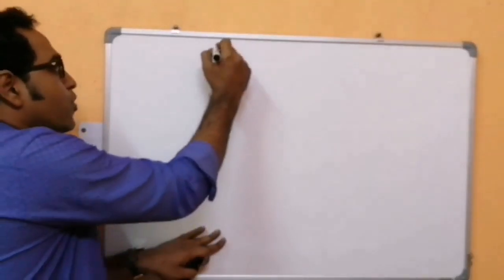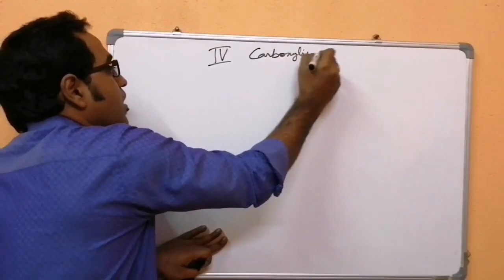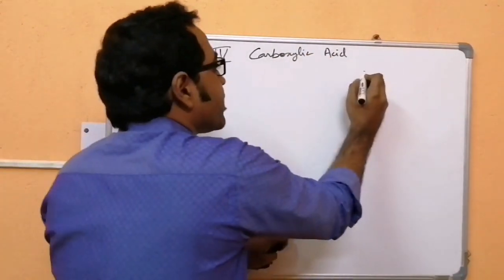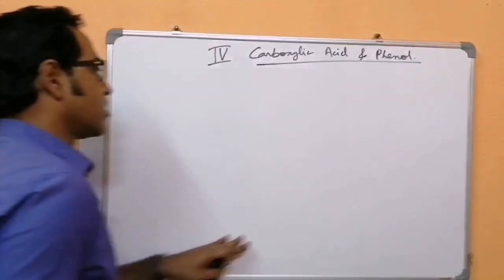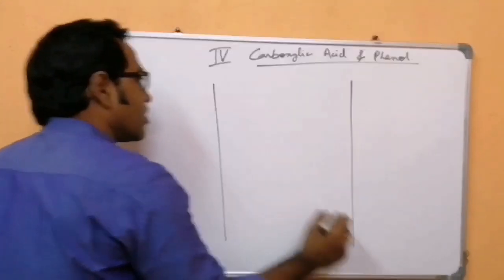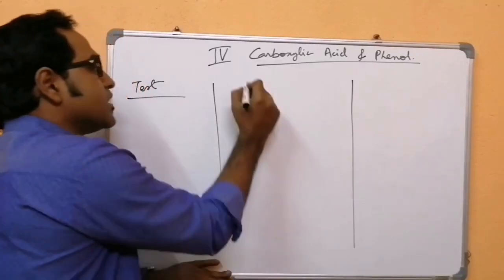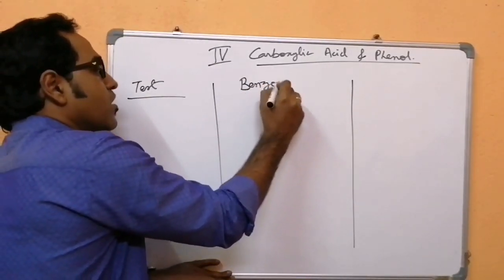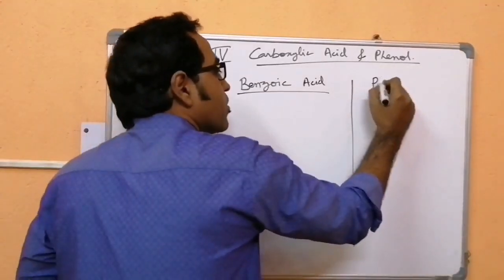The fourth type which I am going to discuss is to distinguish between carboxylic acid and phenol. So the fourth type is between carboxylic acid and phenol. Test. Suppose you have to distinguish benzoic acid and phenol.